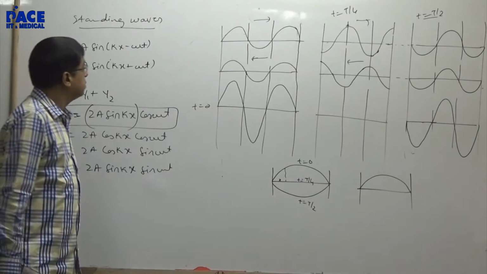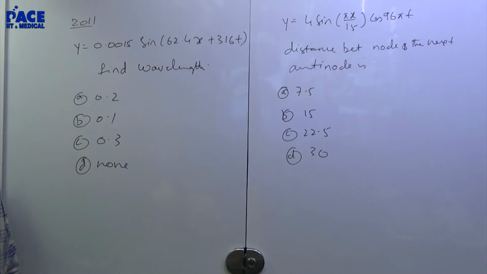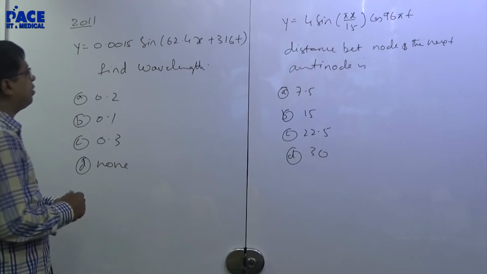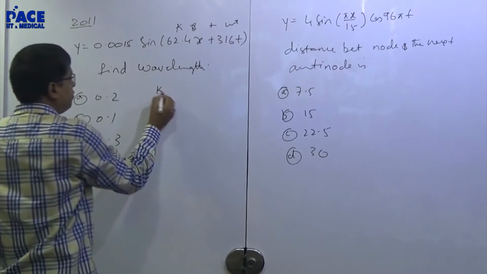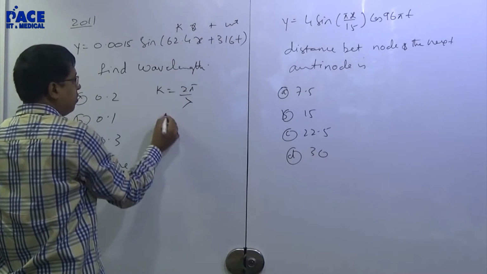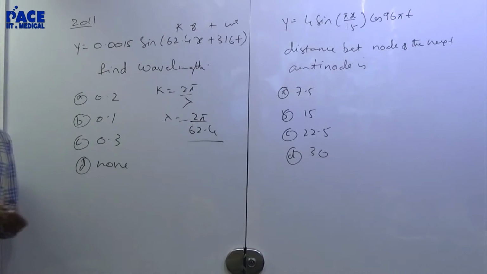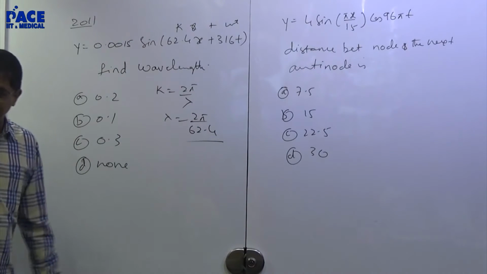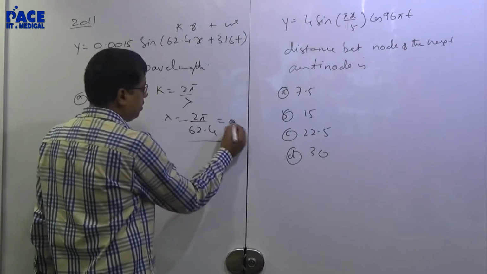Wait. Sir, first one is 0.2. Perfect. There's nothing that you need to worry about here. Sin(kx plus omega t). k is equal to 2 pi by lambda. He wants the wavelength. 2 pi by 62.4 is your answer. Nothing better than that, right? Wonderful. 2 pi by 62.4, is it 0.2? 0.1, sir. 2 pi by 62.4 will turn out to be 0.1.